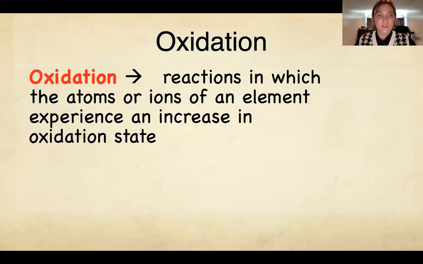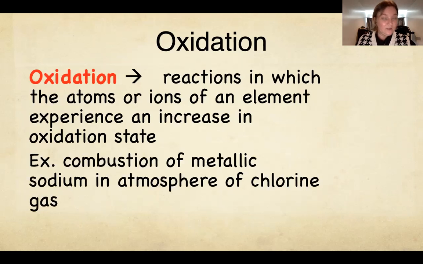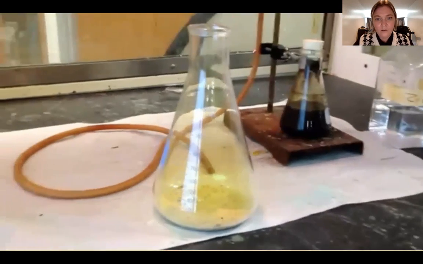Oxidation is a reaction in which the atoms or ions of an element increase in oxidation state. They increase in oxidation state because they are losing electrons. An example is the combustion of metallic sodium in an atmosphere of chlorine gas.